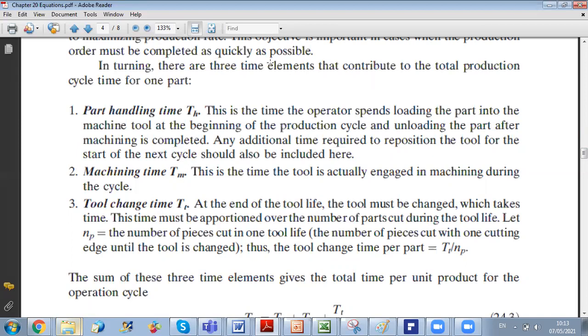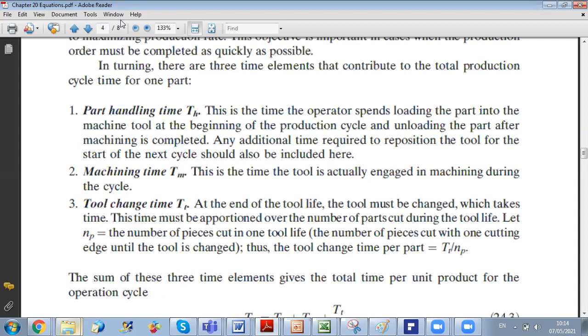The second time is the machining time, which will be the time required to perform the machining operation. And finally, we also have to account for tool change time, because of course, in general, we don't change the tool for each product, but we do it after a certain number of products. This is why, to assess the tool change time per product, we calculate it as the tool change time per the number of parts produced with this tool.